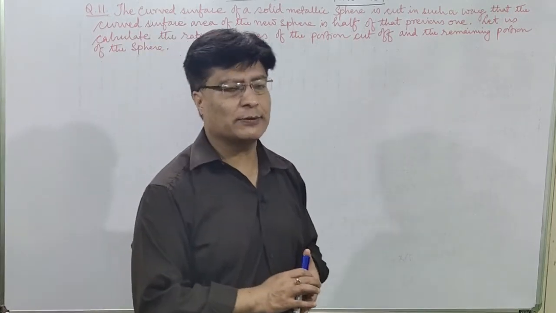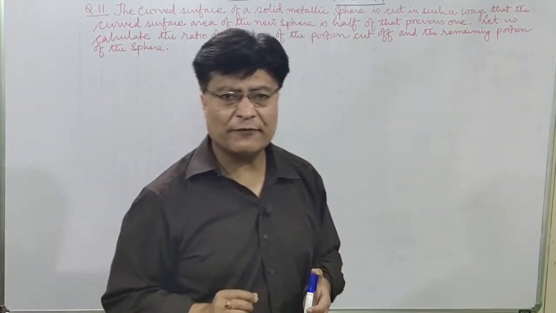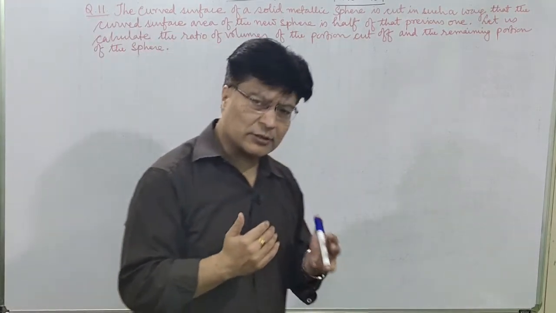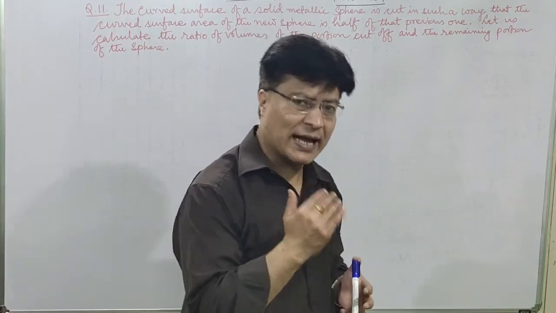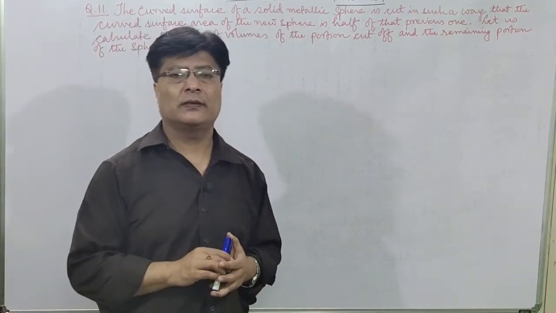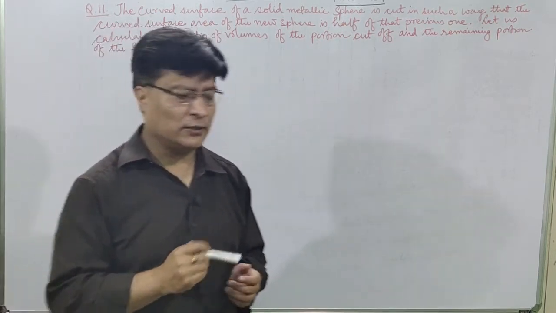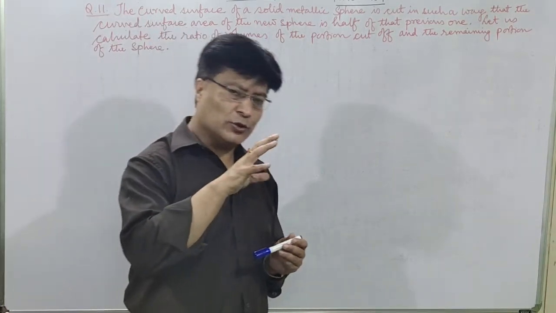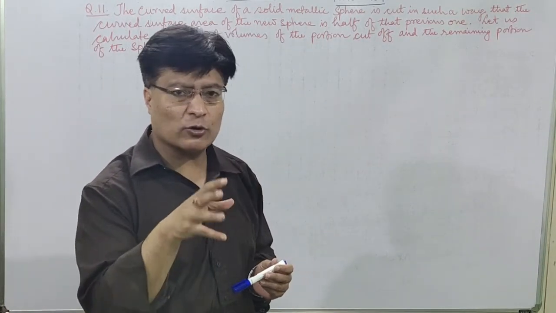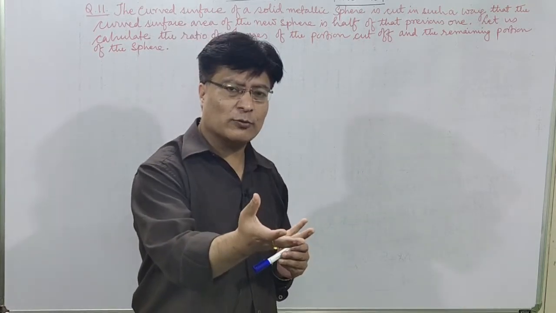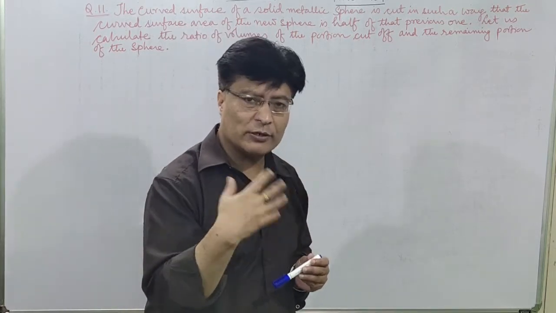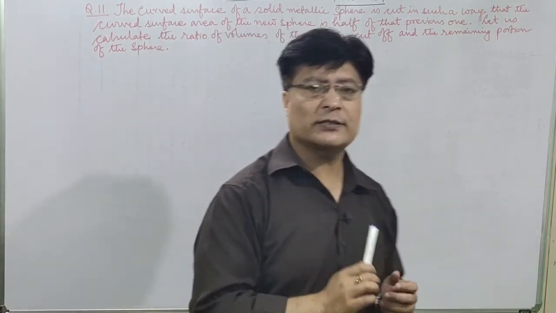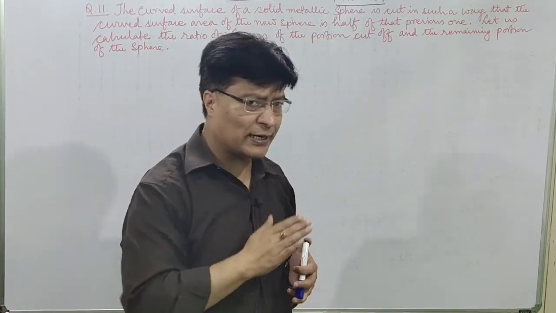So here the question says: the curved surface area of a sphere is cut in such a way that the curved surface area of the new sphere is half of that of the previous one. There is a sphere, and the curved surface area of that sphere is cut in such a way that the curved surface area of the new sphere that is formed is half of the old sphere's curved surface area, okay?